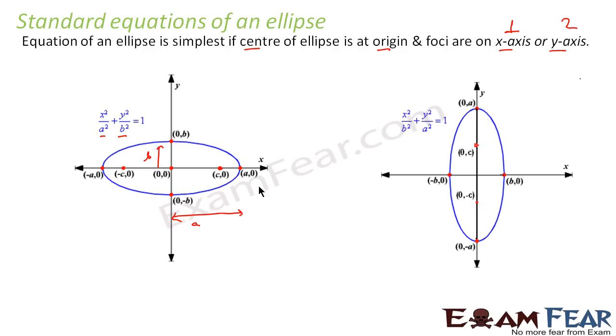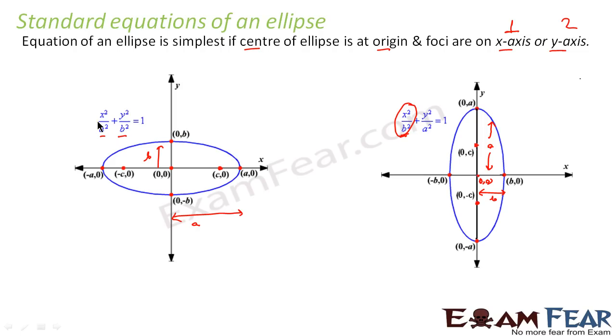In case 2, again the center is still 0, 0, but here the foci are on the y-axis. This is 0 comma c and this is 0 comma minus c. You see the difference? The foci are on the y-axis. Here the equation is of this form: x square by b square. You notice this distance is b, the semi-minor axis, so it is x square by b square plus y square by a square. This distance is a, the semi-major axis, is equal to 1.